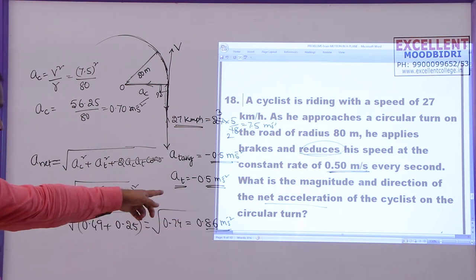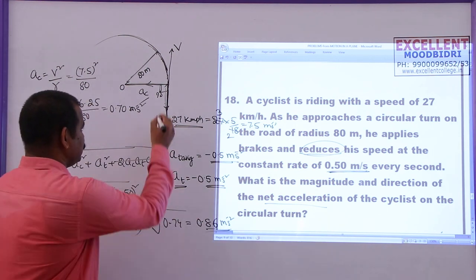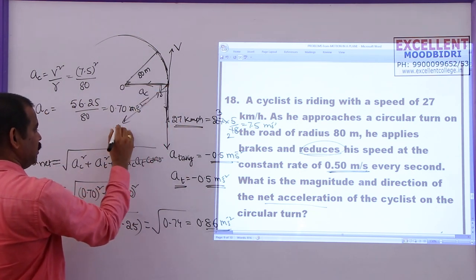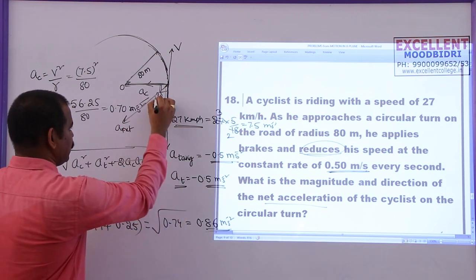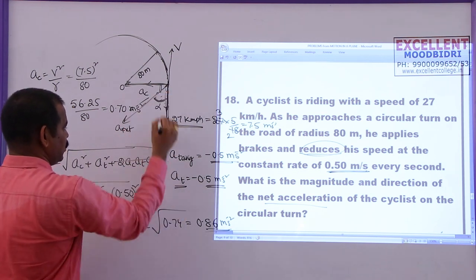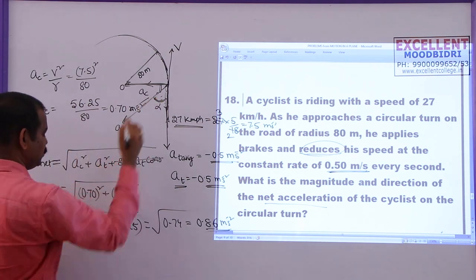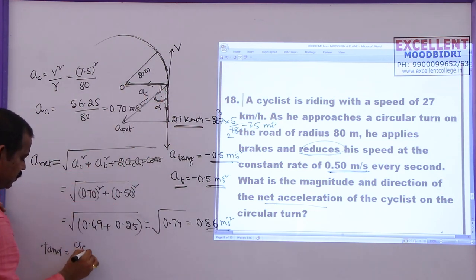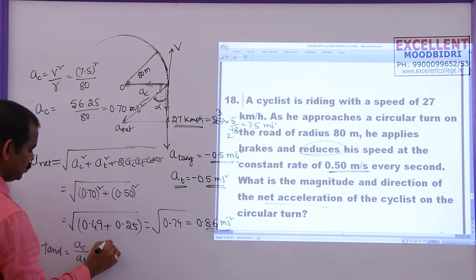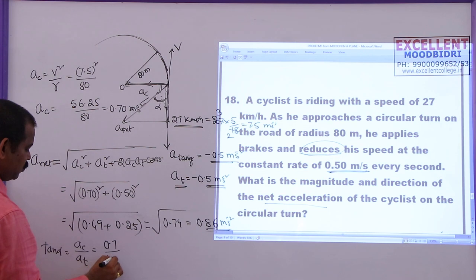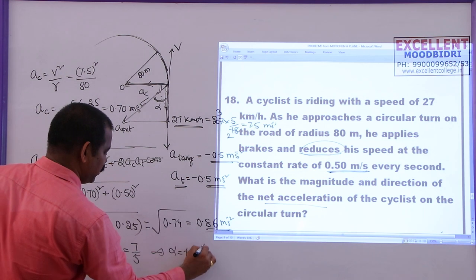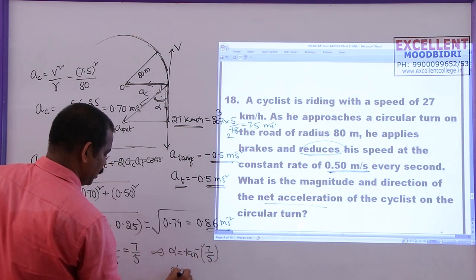But what is its direction? Because as it is acceleration, this is the magnitude. What is this direction? This is the first vector, this is the second vector, this is the resultant vector, this is the net here. So this is at an angle alpha with this initial tangential acceleration. So how to find this alpha? Tan alpha is given by the opposite side, that is AC, by this one AT. AC is 0.7, AT is 0.5, so 7 by 5. So alpha is equal to tan inverse 7 by 5.